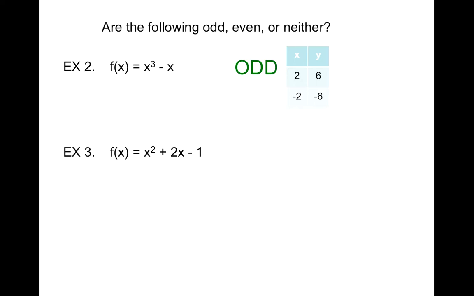The next example, x squared plus 2x minus 1. If I look at the table, you'll see that I have a sign change, 2 to negative 2, but I don't have a simple sign change in the y's.